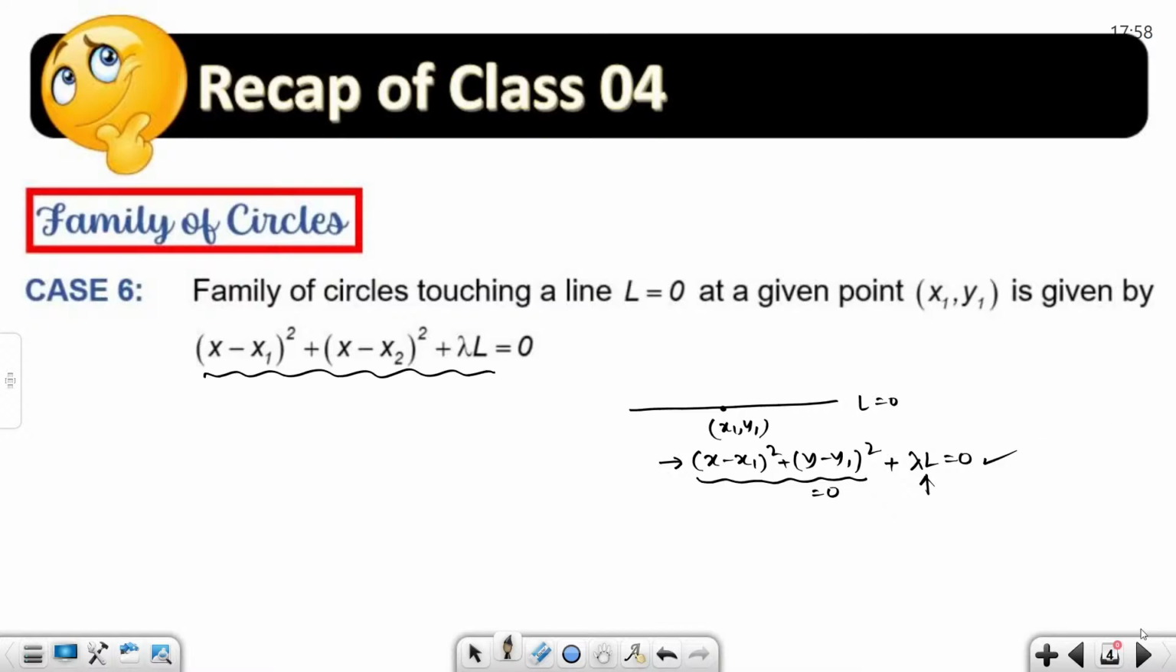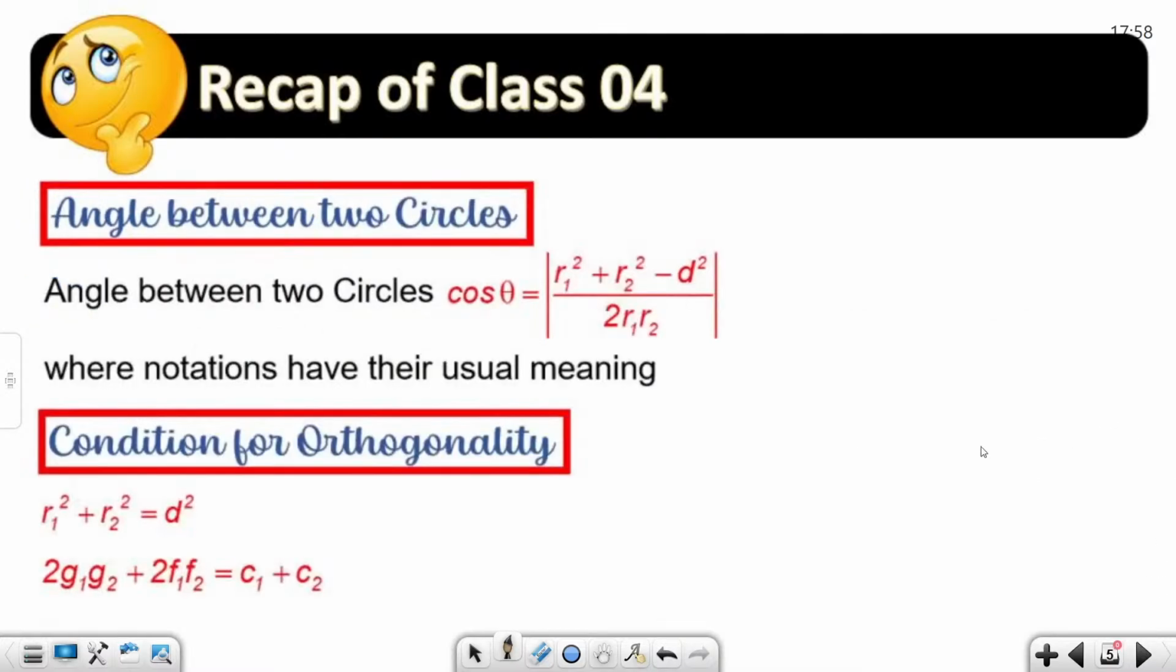Now what we have learned in the previous lecture is the angle between two circles. Suppose two circles are given to us, and we want to find the angle between them. As I told you, the angle between two curves is always the angle between the tangents at their common point of intersection. And only in the case of circles, we have 2 points of intersection, as I told you that circles are symmetric.